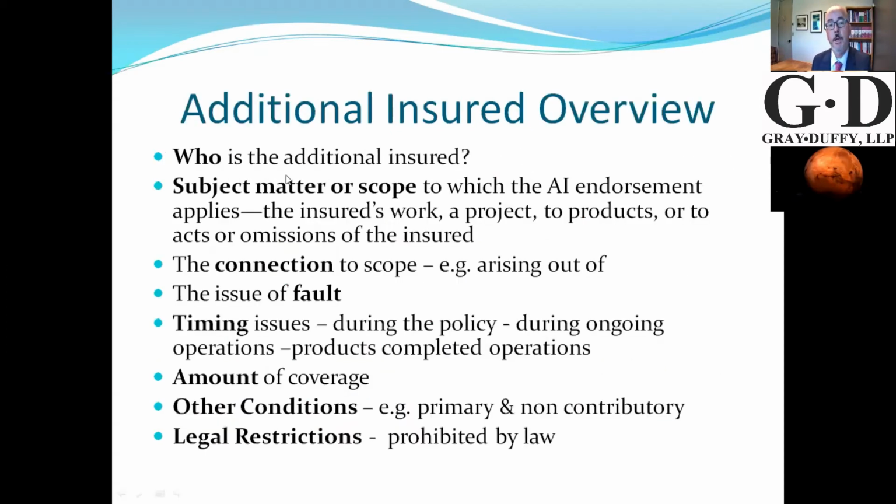So as an overview, the things that we want to look at going through an additional insured endorsement problem, or looking at the endorsement itself, is who's the additional insured, what is the subject matter or scope to which the endorsement applies, for instance, to the insured's work, to a project, to products, or to acts or omissions of the insured. What is the connection to the scope, for instance, arising out of the insured's work? Issues of fault, which are very controversial and troubling to everybody.